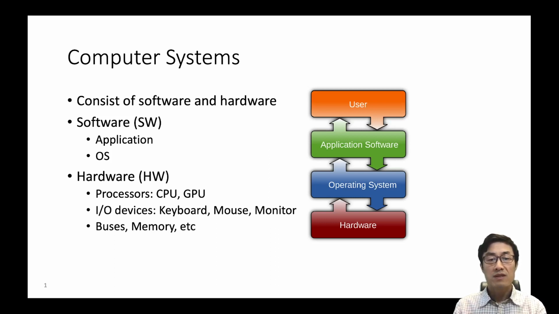A simplified system stack is shown on the right side. At the bottom, we have hardware. Next up, we have an OS that controls and manages the hardware. And on top, we have applications that we run as we need.